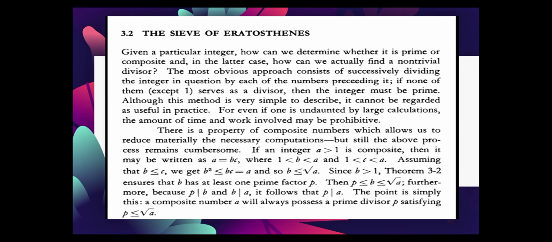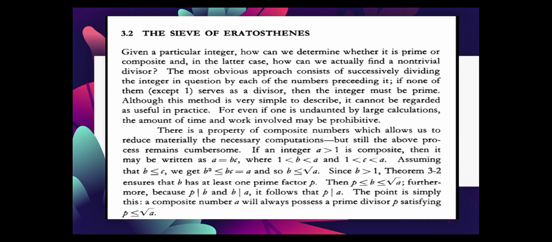a = bc, where 1 < b < a, and 1 < c < a. Assuming that b ≤ c, we get b² ≤ bc = a, and so b ≤ √a. Since b > 1, theorem 3.2 ensures that b has at least one prime factor p. Then p ≤ b ≤ √a.